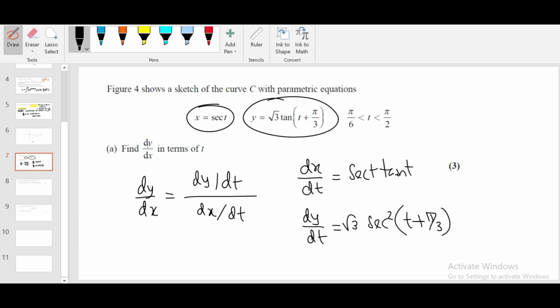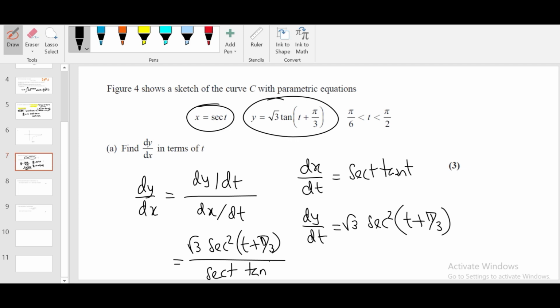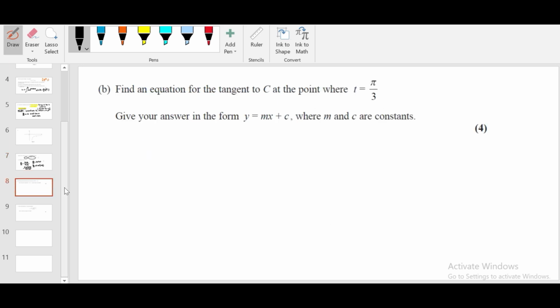It can be anything. So now we are going to divide both. It's going to be root 3 secant squared of t plus pi over 3 divided by secant t tan t. That's dy by dx in terms of t. Just a 3-mark question. Let's move on to part B now. Find the equation of the tangent where t is equal to pi over 3.